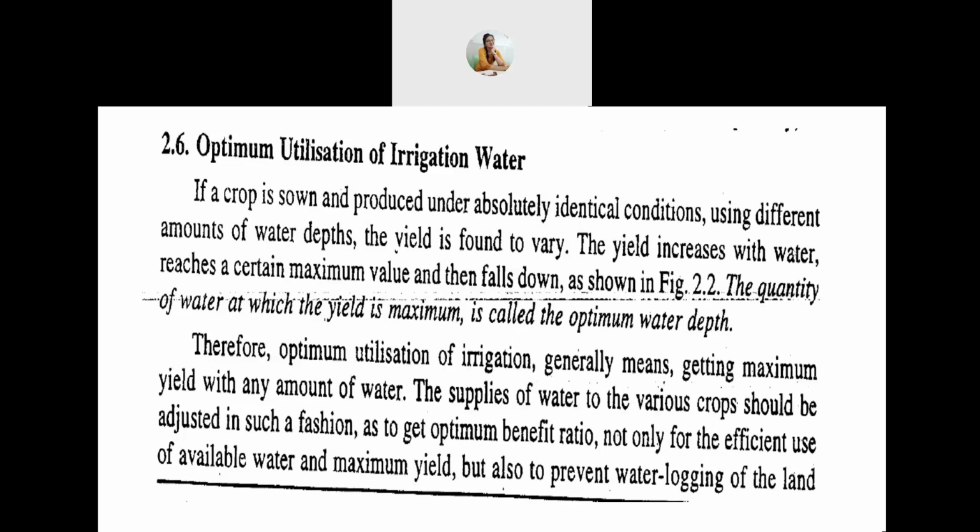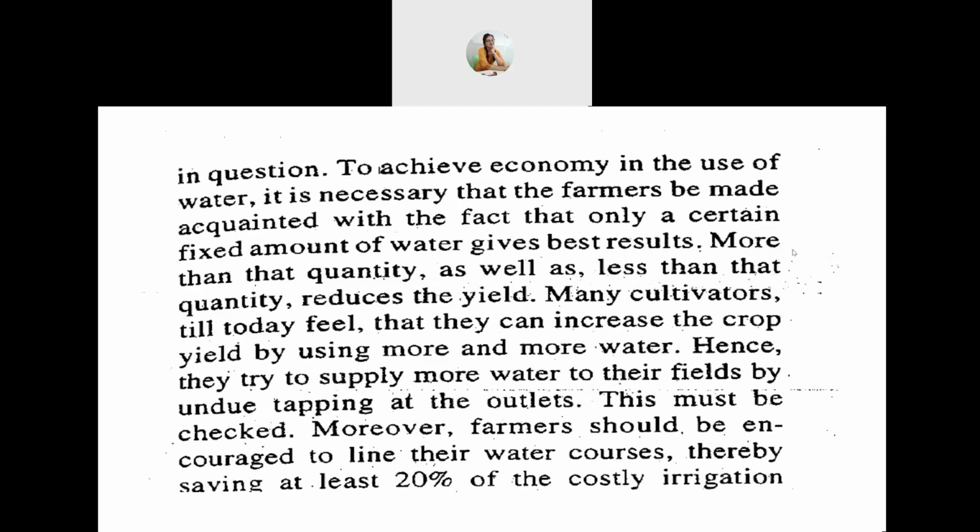The supplies of water to the various crops should be adjusted in such a way as to get the optimum benefit ratio, not only for the efficient use of available water and maximum yield, but also to prevent waterlogging of the land in question. So, to achieve economy in the use of water, it is necessary that the farmers be made acquainted, or rather be given the knowledge, that only a certain fixed amount of water gives best results.